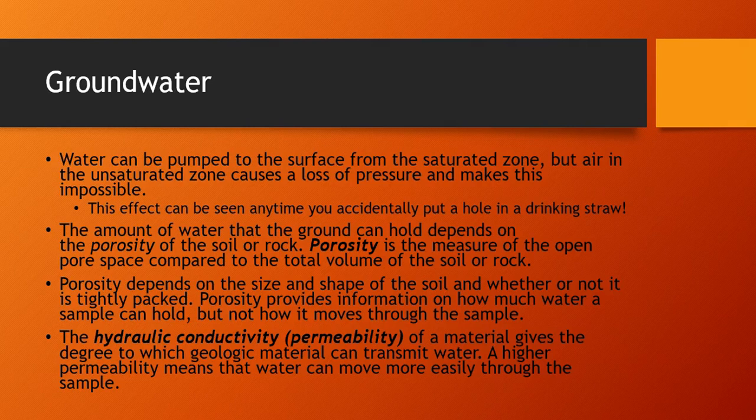Now, porosity tells you how much water a sample can hold, but it doesn't tell you anything about how water moves through the sample. What we call the hydraulic conductivity or permeability of a material determines how easily it can transmit water. A higher permeability means that water can move more easily through that particular sample. A lower permeability would mean it moves less easily.